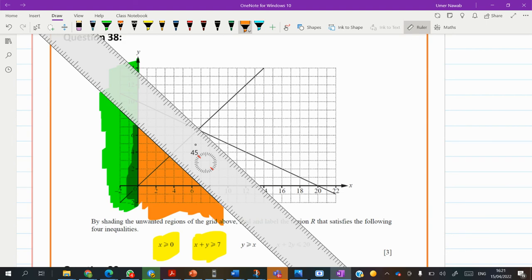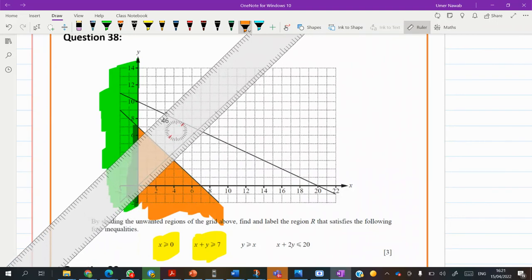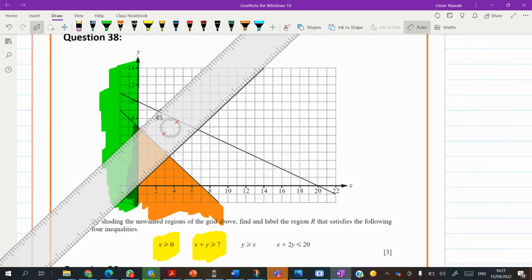Okay. Y is equal to x. This line is y. So greater than or equal to portion, we have to take it. We will shade the bottom portion, that is, the below portion will be shaded.